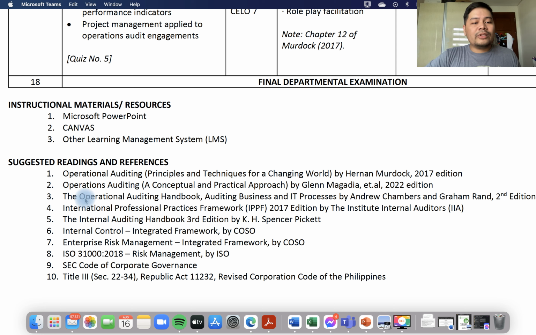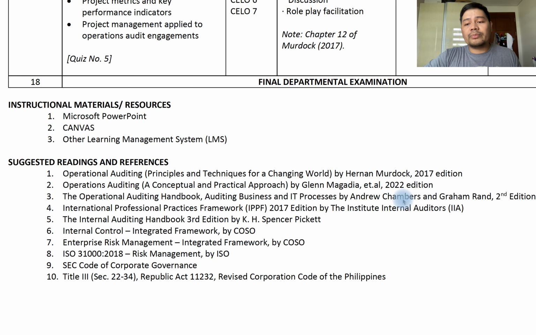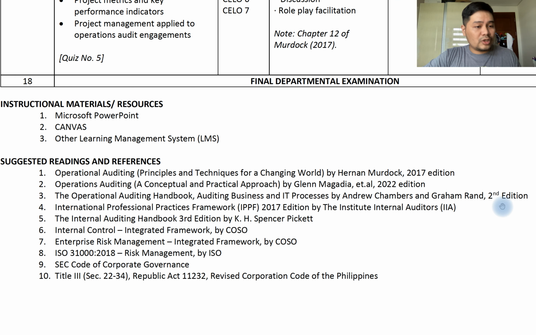Okay? Then you also have the Operational Auditing Handbook: Auditing Business and IT Processes by Andrew Chambers and Graham Rand, 2nd edition. Then you also have the International Professional Practices Framework or the IPPF, 2017 edition, by the Institute of Internal Auditors or the IIA. Actually, ito yung talagang red book or Bible ng IA profession. Nandito yung mga minimum standards, so familiar dapat tayo sa mga ganito, particularly sa mga IA students. Yung mga BSA, at least you know some of the standards from the IPPF.